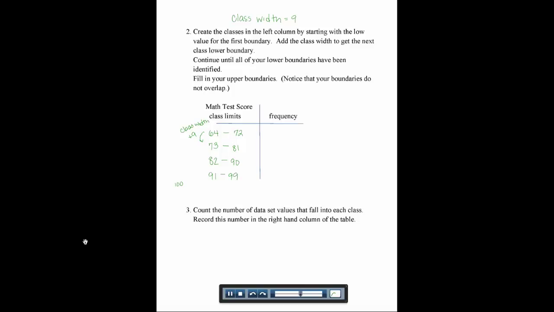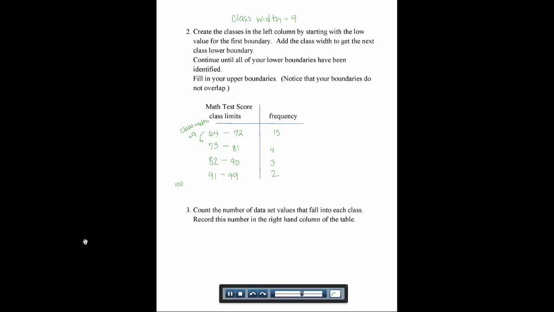Now we look back on the previous page, look at the 24 tests, and count how many of them are between 64 and 72. If you count carefully, I recommend marking off the ones as you count them, we'll see that we get 15. Then between 73 and 81, we get 4. Between 82 and 90, we get 3. And between 91 and 99, we get 2.